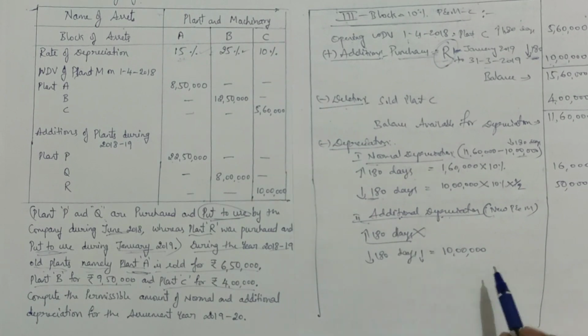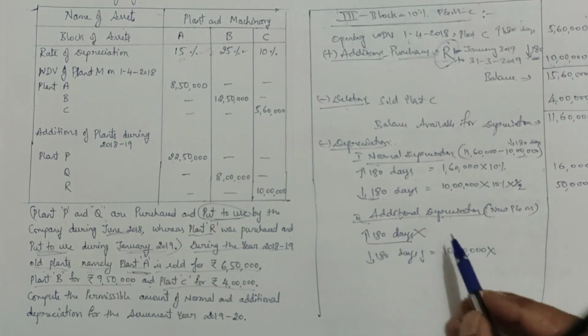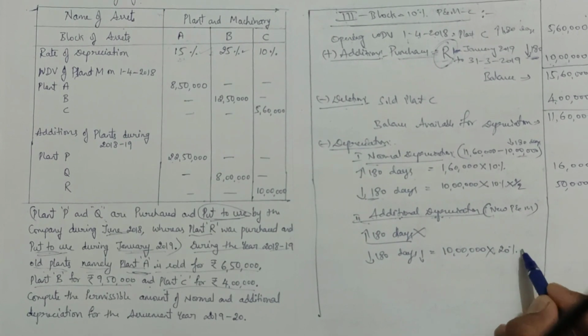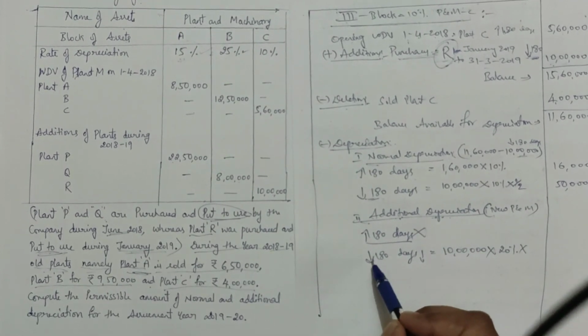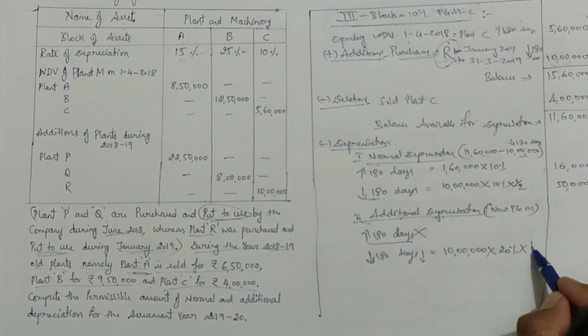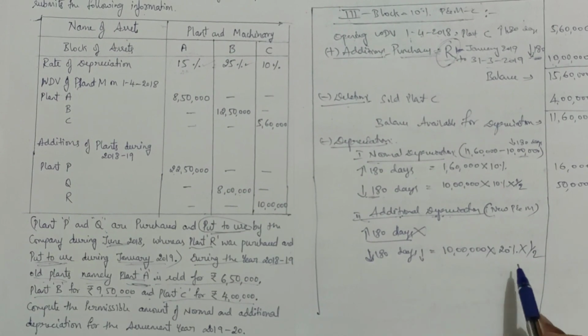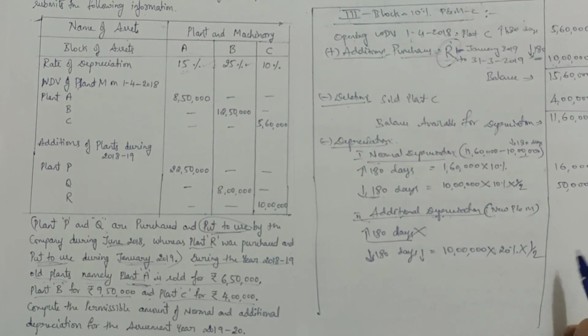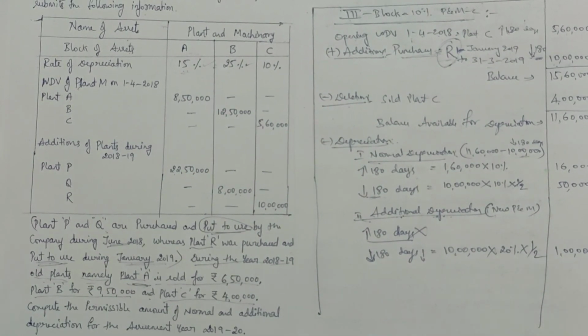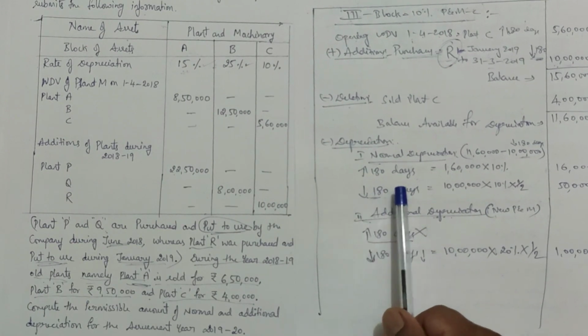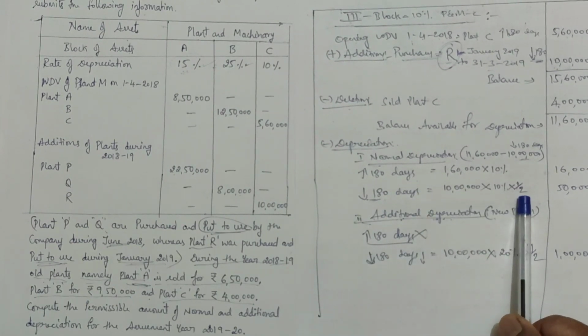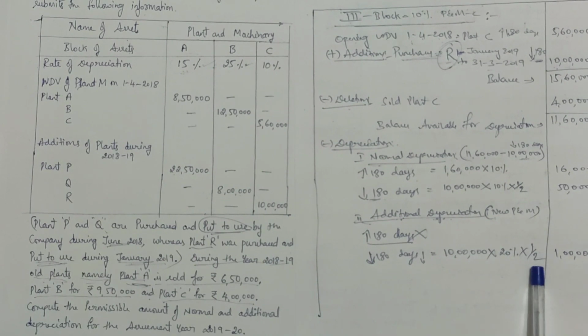Clear? So 10 lakh into, how much is the rate of depreciation for additional depreciation? 20% into, because they are using it for less than 180 days, we will take only half. Clear? So how much will we get? 10 lakh into 20% into half, we will get 1 lakh rupee. So this is how we need to calculate if we have less than 180 days, we need to take only half of the values even here. Clear? So now we will deduct this.